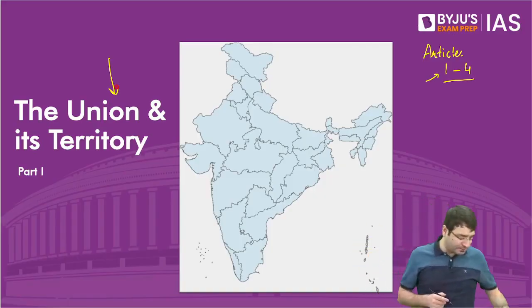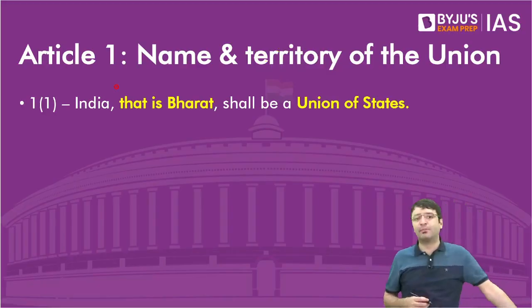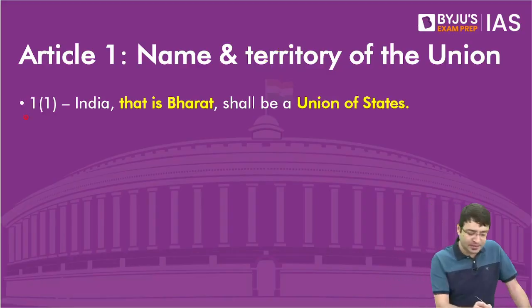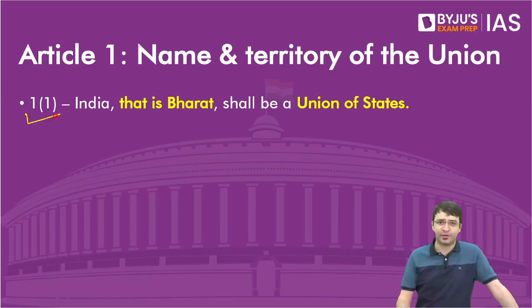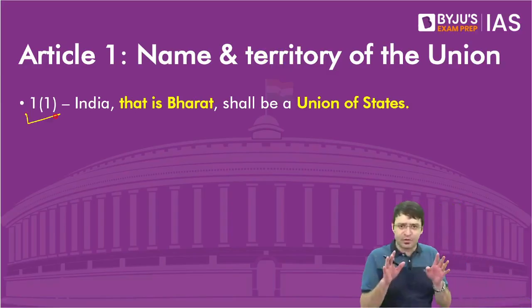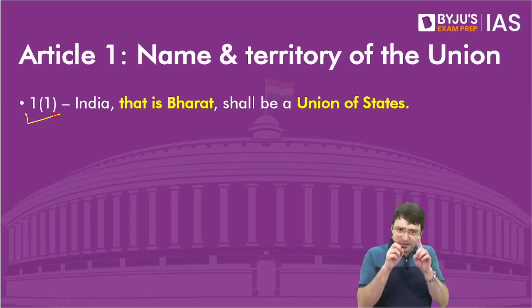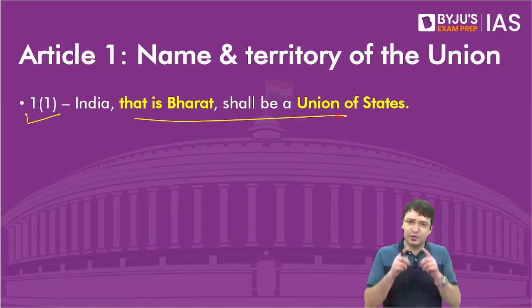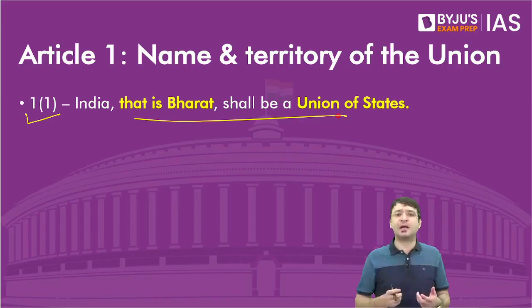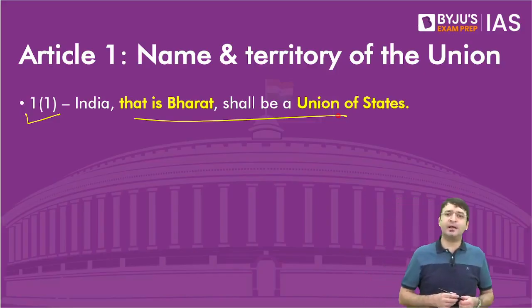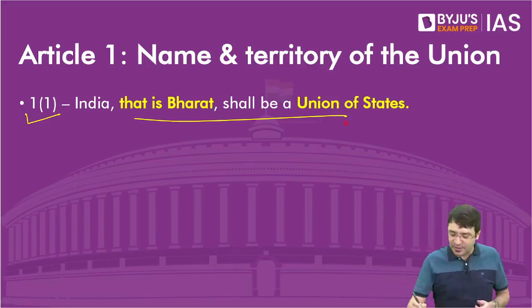Now let's look at part 1 of the Constitution one by one. First up, Article 1, Clause 1 of the Constitution. Don't memorize these clauses, just understand the concept. But Article 1, this one, you should remember. What is Article 1, Clause 1? India, that is Bharat, shall be a union of states.